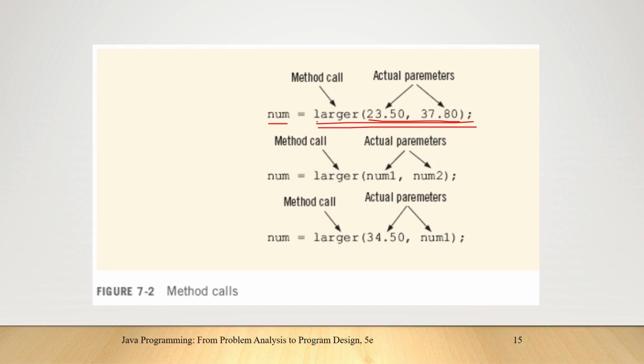Okay? You can call the method many times. One method definition can be called many times. Just like this one, another method call for larger, passing the values of num1 and num2 as actual parameters. Another method call for larger, passing 34.50 and num1 as actual parameters.